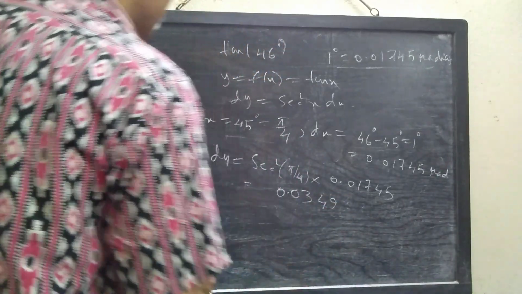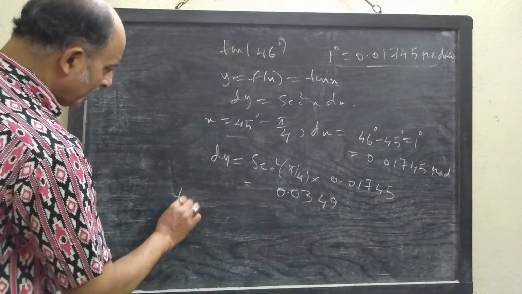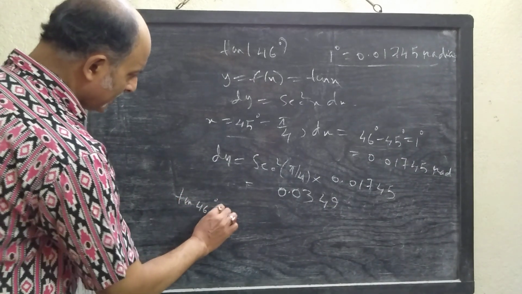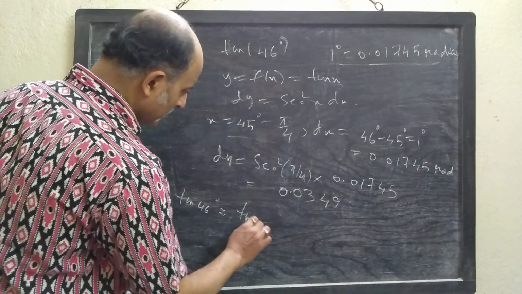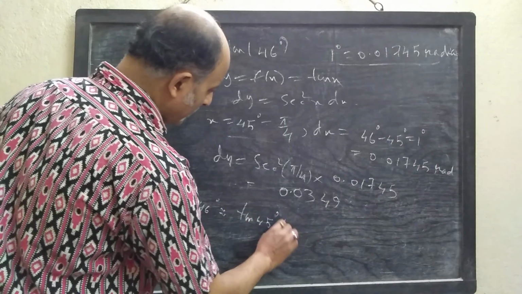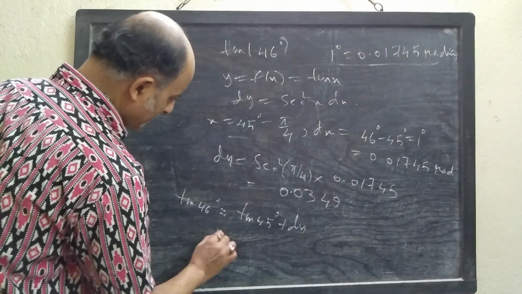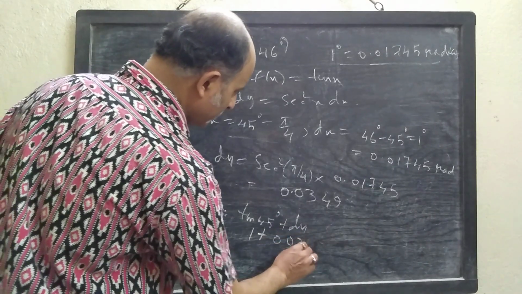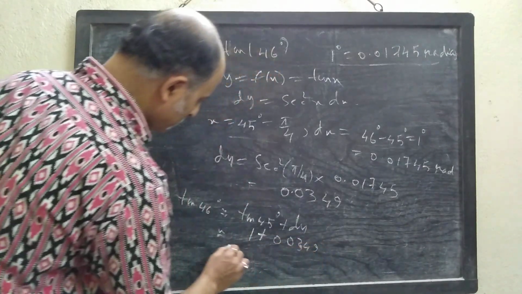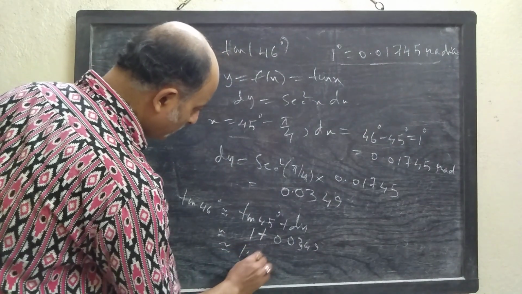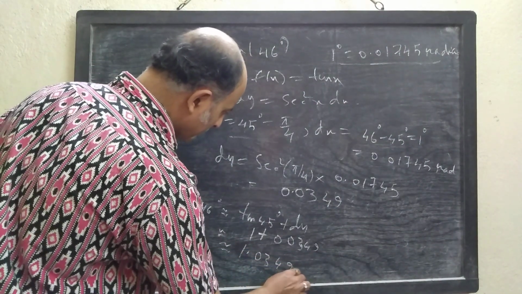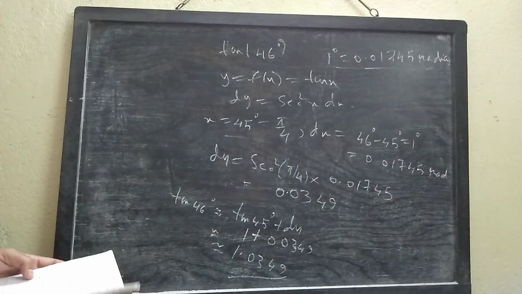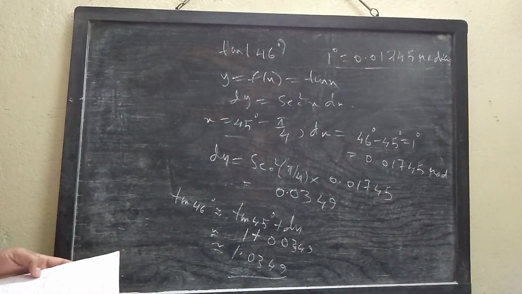This is dy. So your tan of 46 degree, that is approximately equal to tan of 45 degree plus dy. That is approximately equal to 1 plus your dy is this 0.0349. So approximately equal to 1.0349. This is the approximate value of tan of 46 degree. Okay.